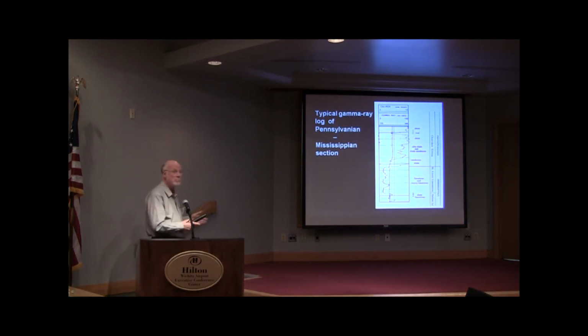And here we have a typical gamma ray log. This one is from Miami County, so up in northeast Kansas. And we see we've got a section of Mississippian limestones down here, and we've got a Cherokee group, a mix of sandstones and shales. And here's our scale, gamma ray in API units.